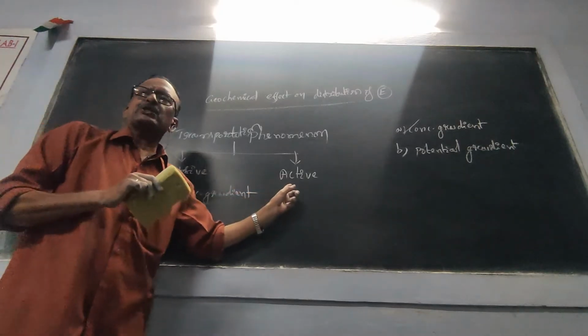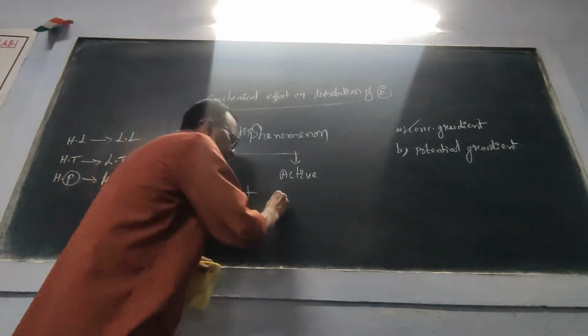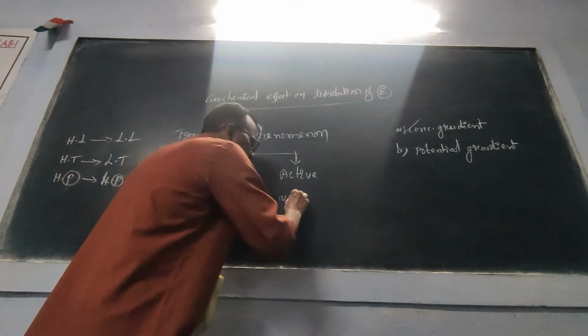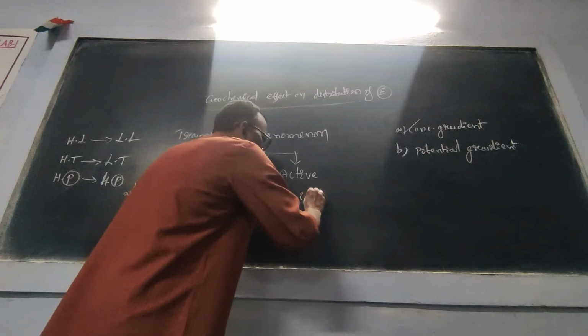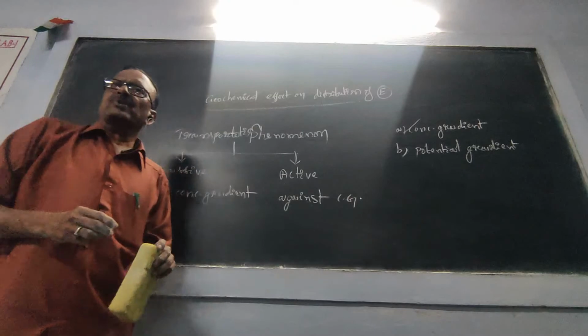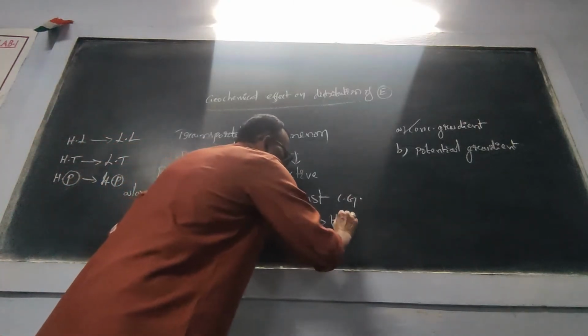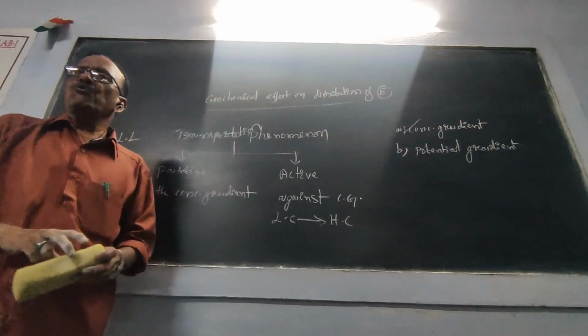Now come to active transportation. Actually here, what is happening? The transportation is occurring against the concentration gradient. That means ions are moving from low concentration to higher concentration.